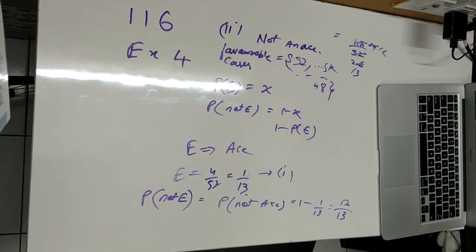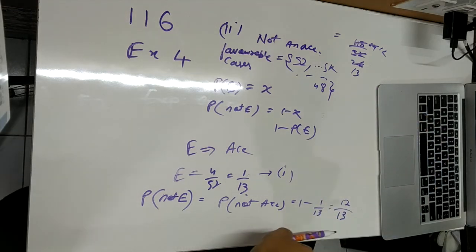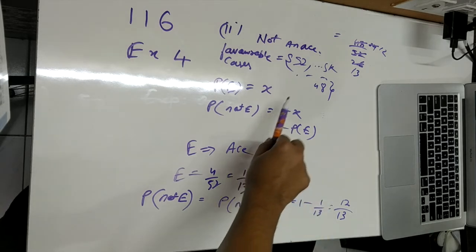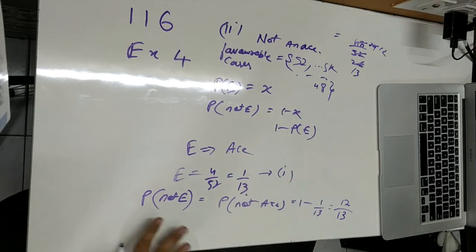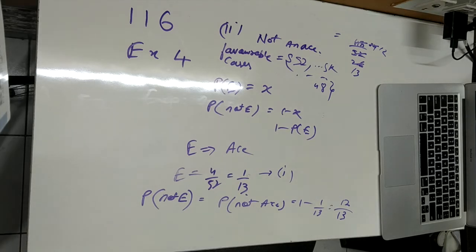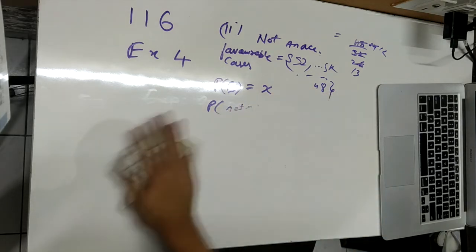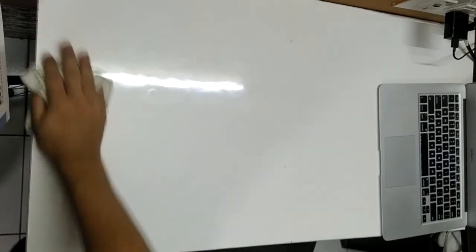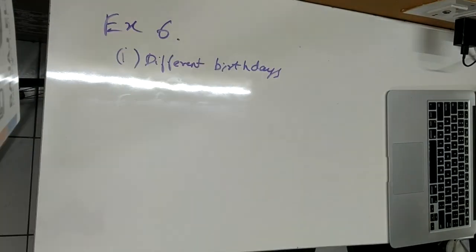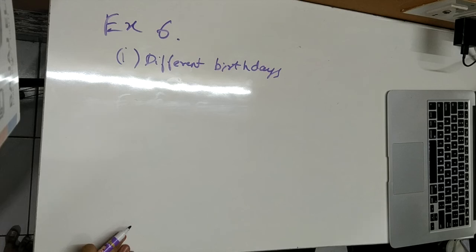So both the methods will work, but this is easier because you can just do 1 minus this instead of writing all the cases. So this is how you use the complementary events part. Okay, so let's move on to the next question.